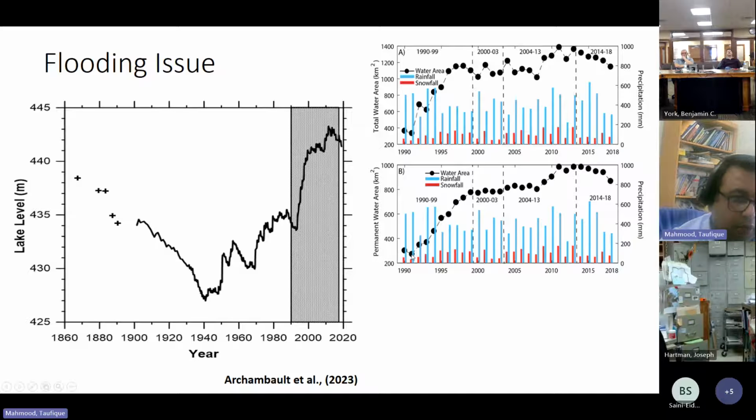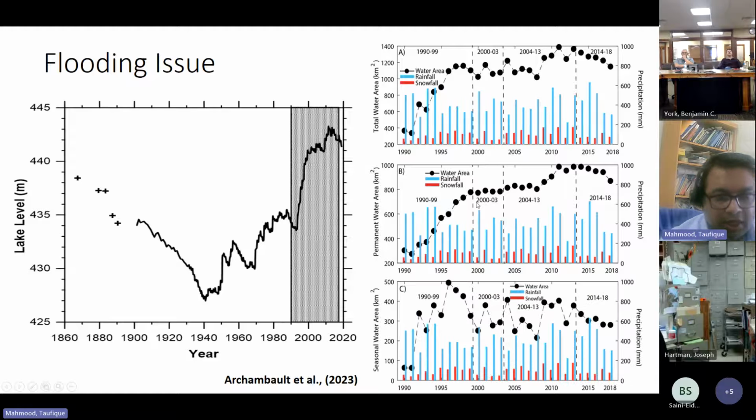The permanent water area is pretty responsive to the precipitation change, but it responds pretty slowly. So you see that the permanent water area bodies started going up, then settled down, and went up again, basically following the total water area.